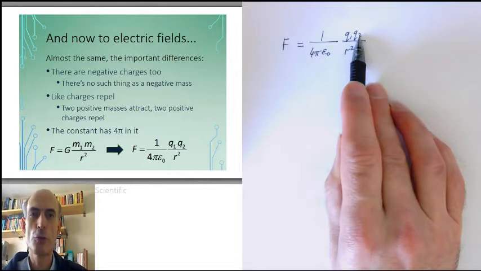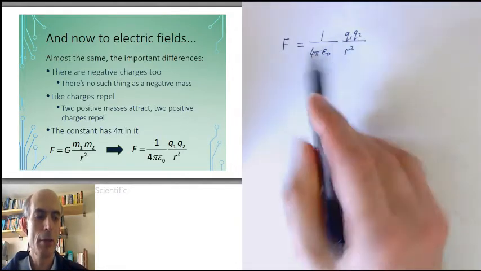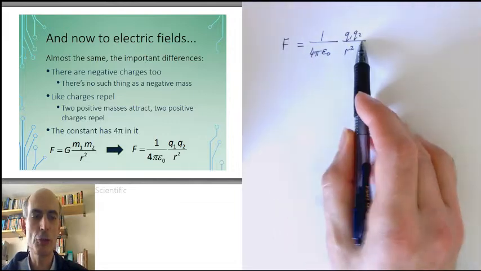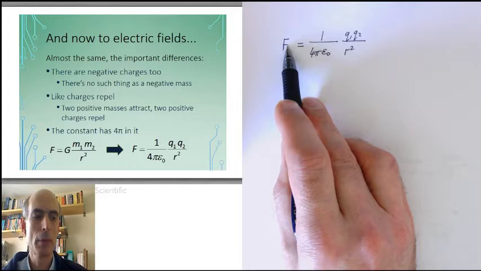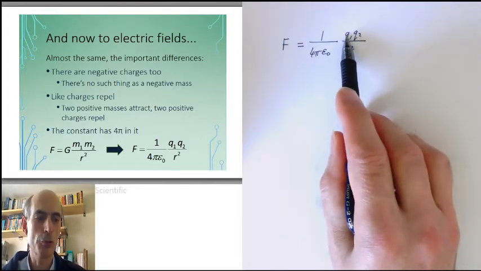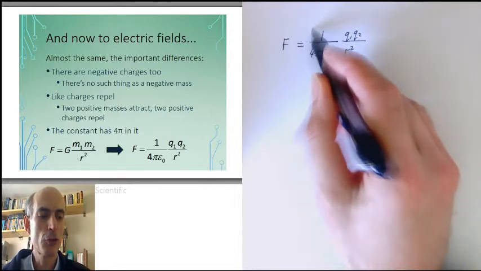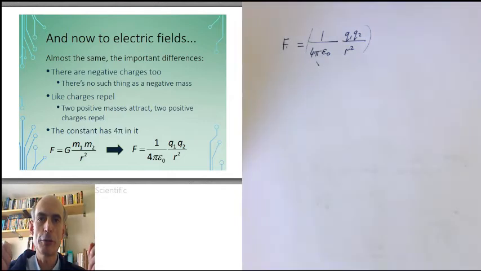If Q1 and Q2 are both positive, or Q1 and Q2 are both negative, then this would evaluate to be a positive number, and this force would be repulsive. If Q1 and Q2 are different, however, if one is positive and one is negative, then this would all evaluate to a negative number, and that would indicate a force of attraction.